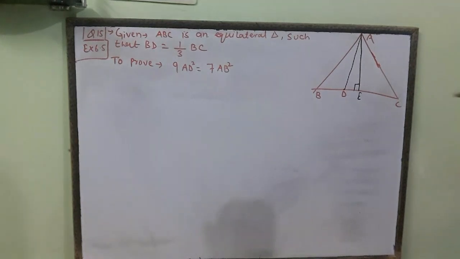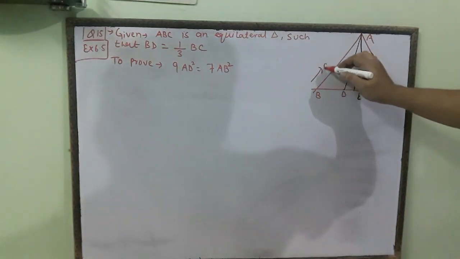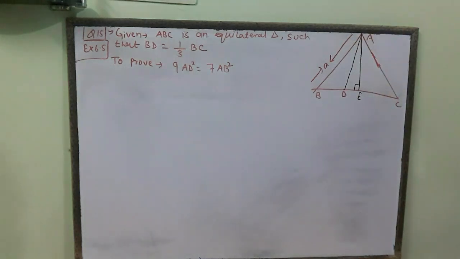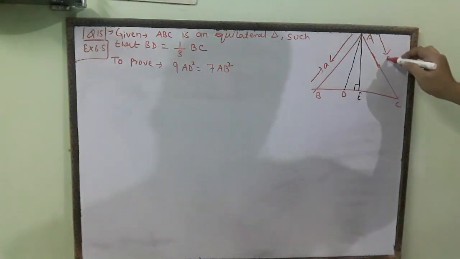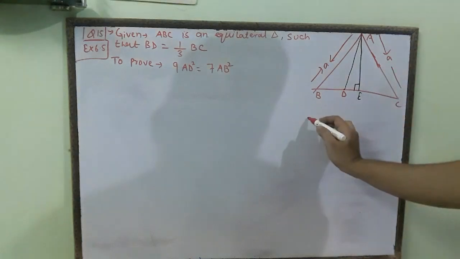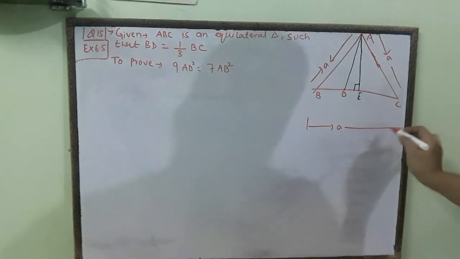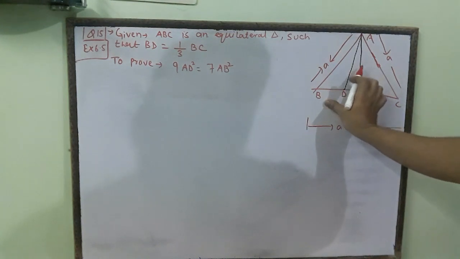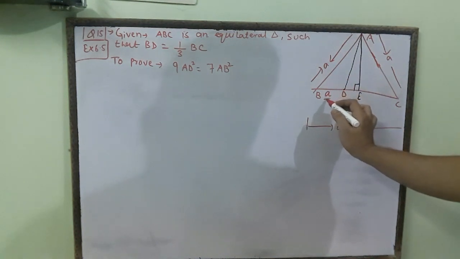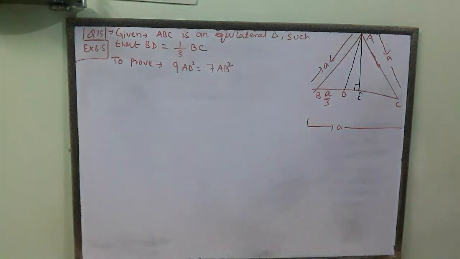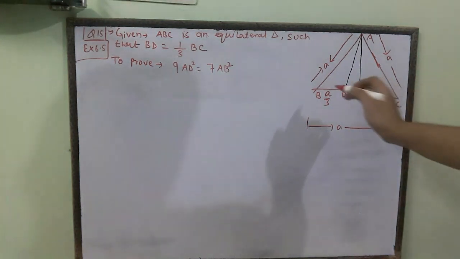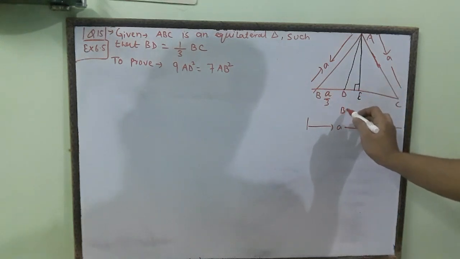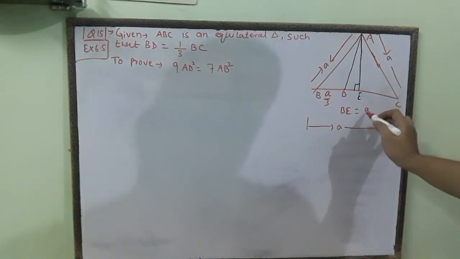So let's go to the things. We will take some value of A. Because it is an equilateral triangle, I have taken the value of AB as A. Similarly the value of AC will be A, and again the value of BC will be A. Now BD will be A by 3, because it is 1/3 of BC, and BE, from B to E, will be A by 2.